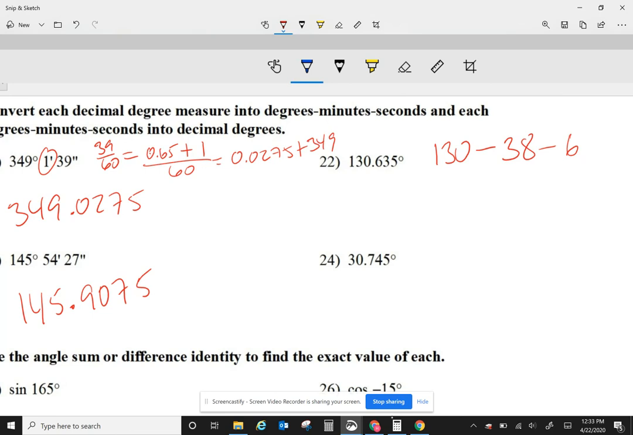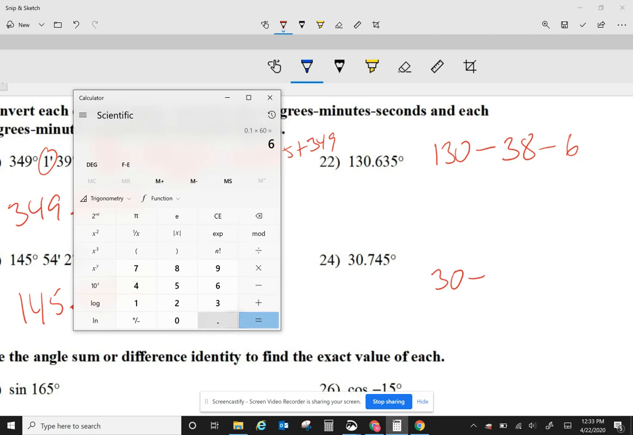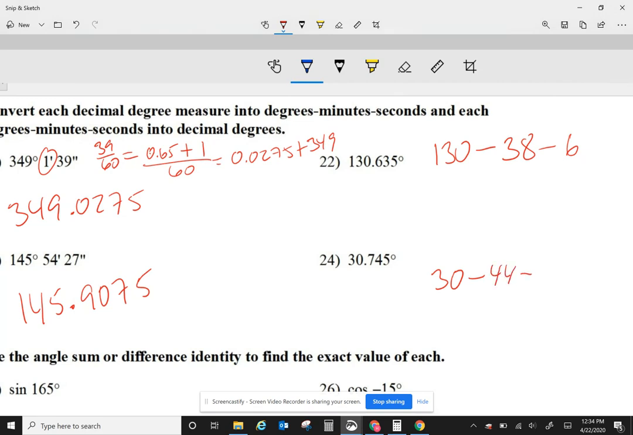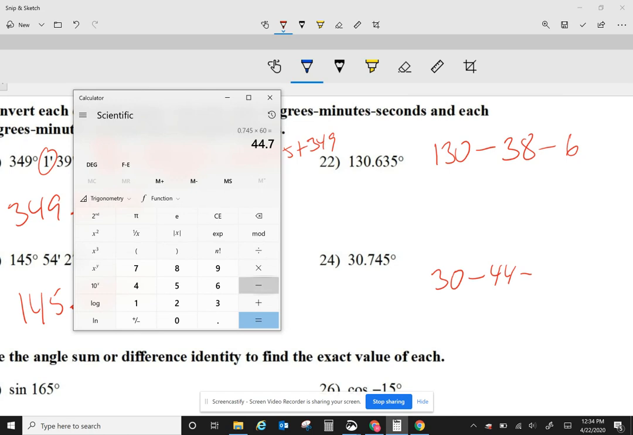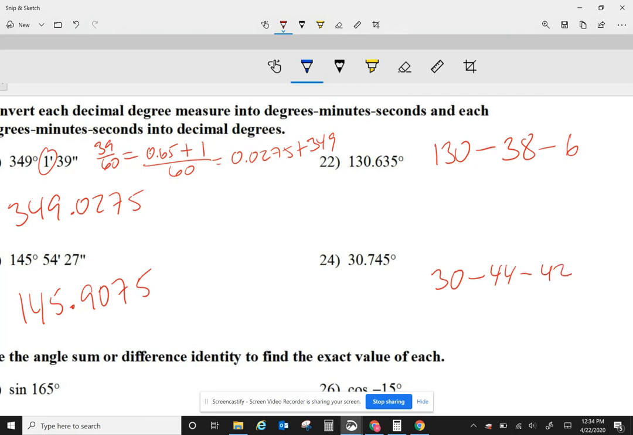Take a look at number 24. I have 30 degrees. Let me just take a look at the decimal part, 0.745. I'm going to multiply this by 60. So that gives me, I'm looking at the number before the decimal, 44. So that gives me 44 minutes. So let me take away 44 because I already wrote it. I'm just looking at the decimal part, 0.7. I'm going to multiply this by 60. So that gives me 42 seconds. So I have 30 degrees, 44 minutes, 42 seconds.